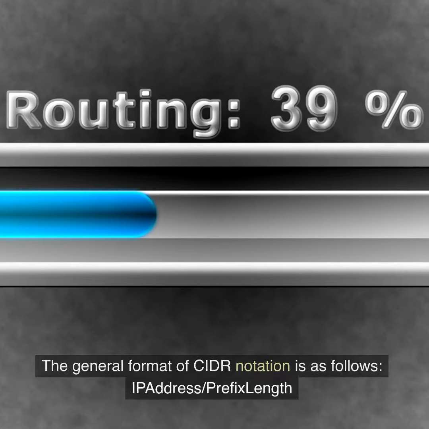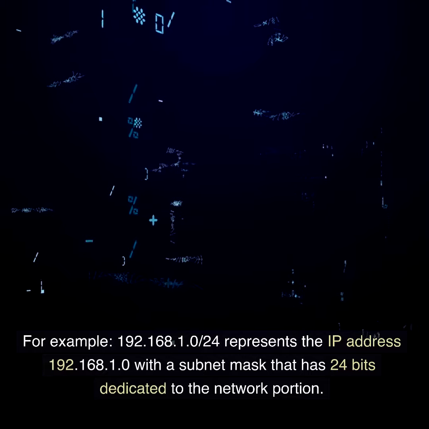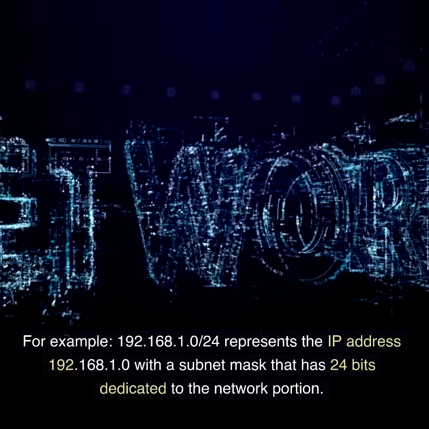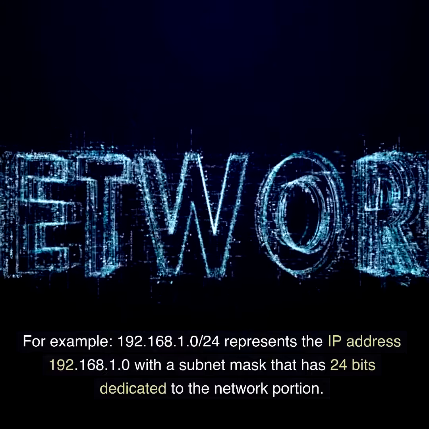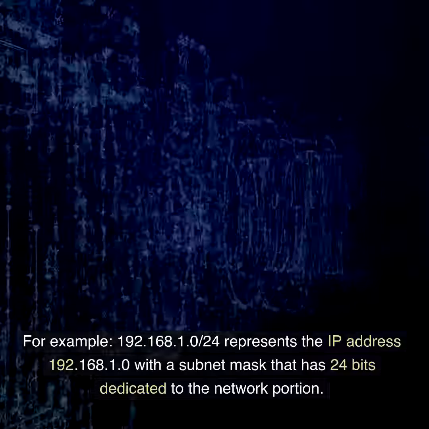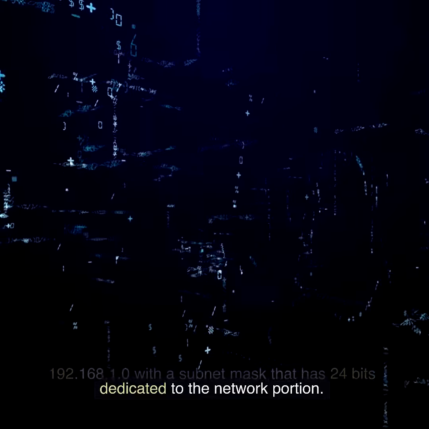IP address/prefix length. For example, 192.168.1.0/24 represents the IP address 192.168.1.0 with a subnet mask that has 24 bits dedicated to the network portion.